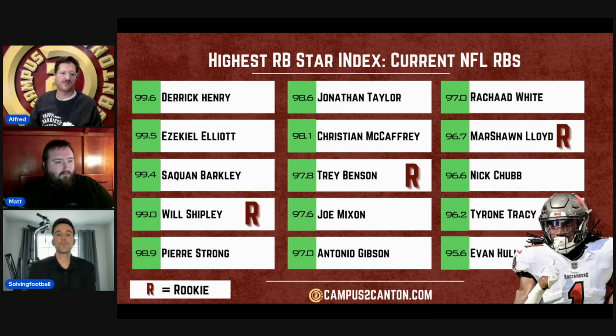Yeah, I think he's real interesting, especially with this star index score. Joe Mixon is behind Benson. I mean, these are guys who are bona fide RB1s in fantasy and in real life who have gotten the lion's share of their backfield for a long time. Nick Chubb comes in at 96.6.